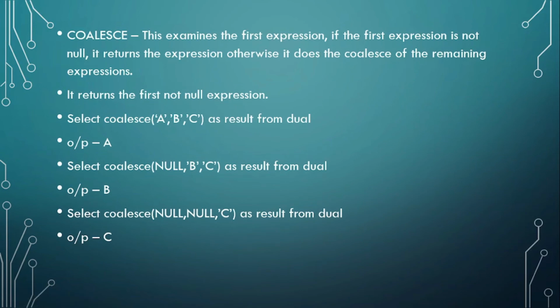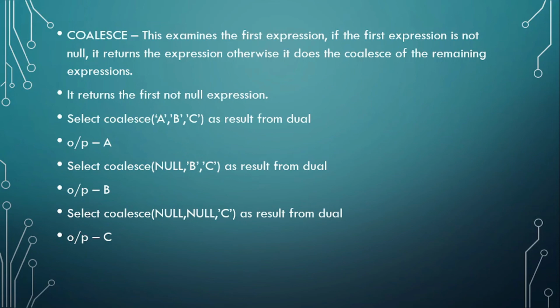Now let's look into COALESCE. COALESCE examines the first expression. If the first expression is not null, it returns the expression. Otherwise, it does the COALESCE of the remaining expressions. So let's look into it with an example. Select COALESCE of A, B, C as result from dual. The output will obviously be A because that is the first not null expression.